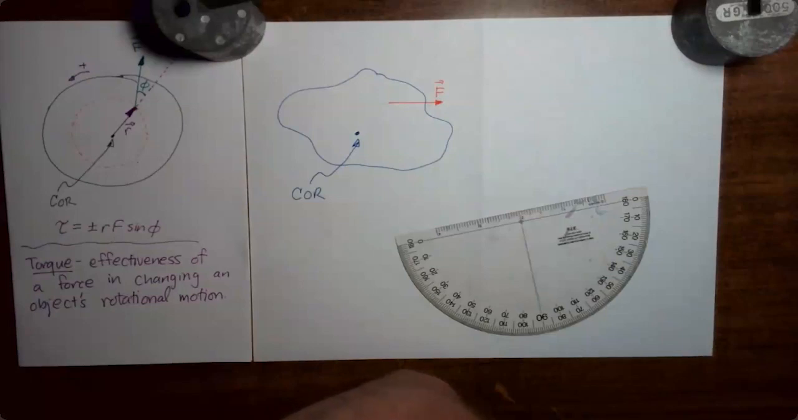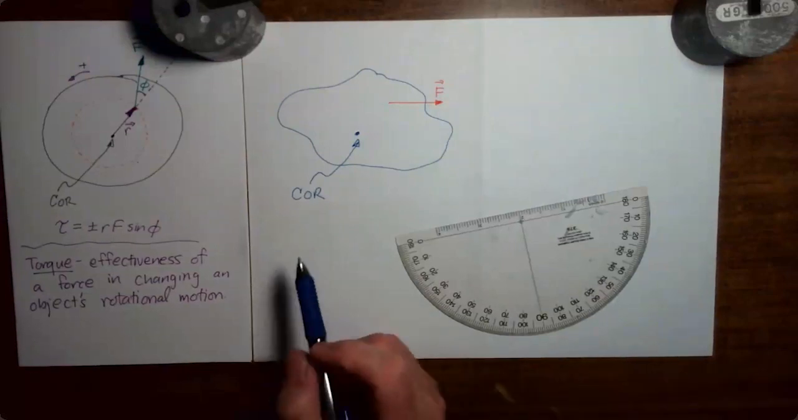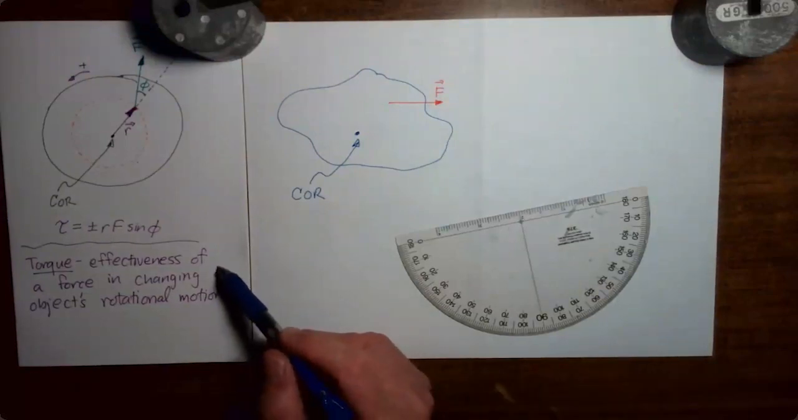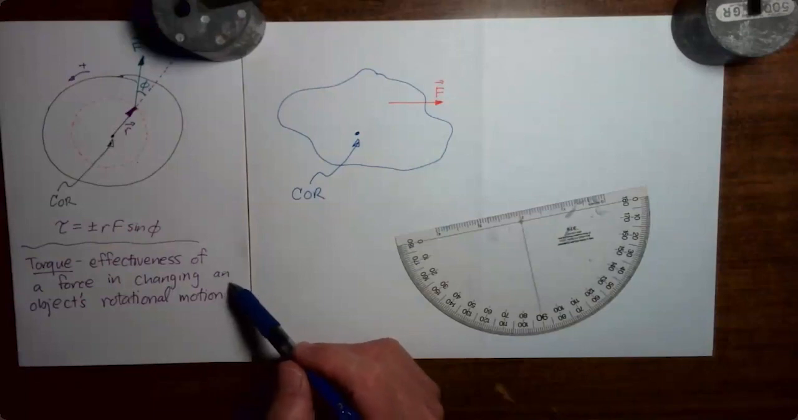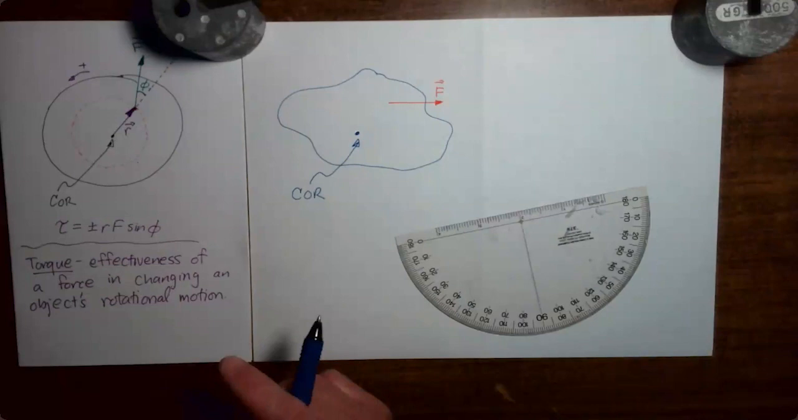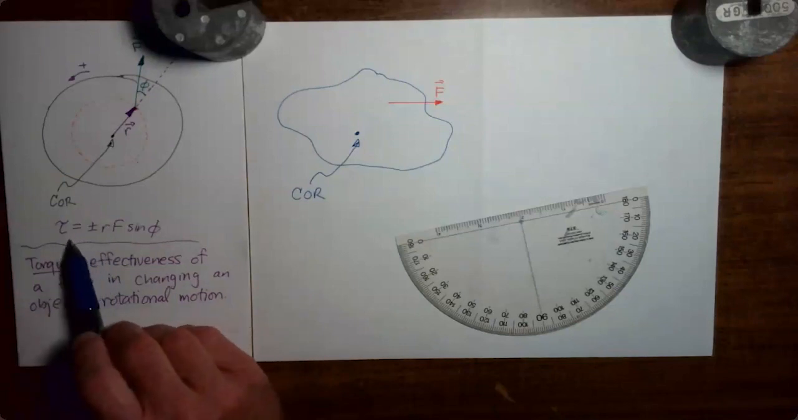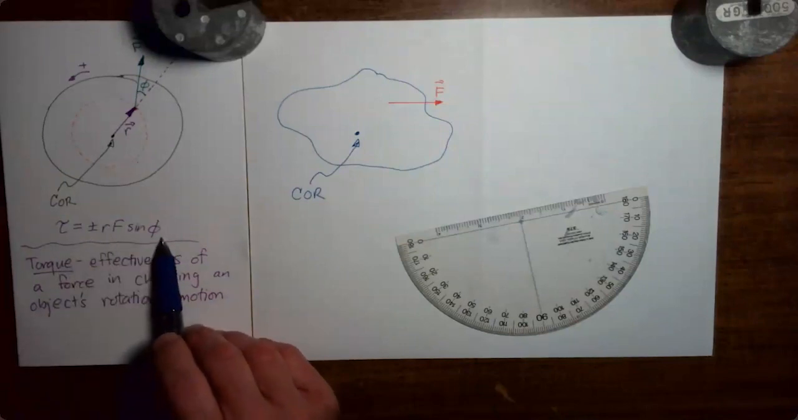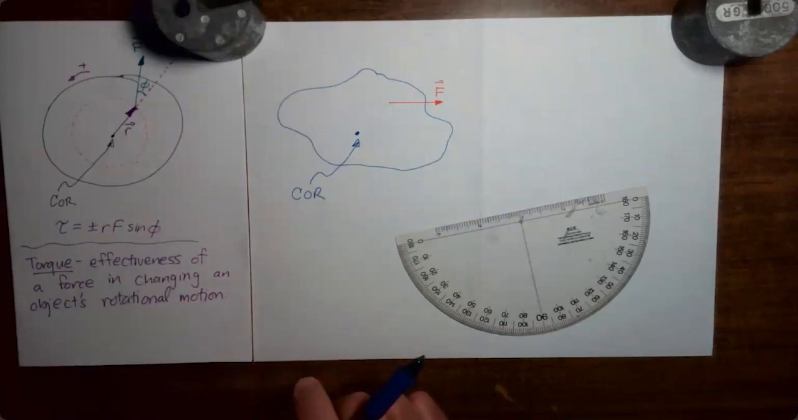In the previous two videos, I've introduced you to the idea of torque. The torque delivered to an object by a force describes the effectiveness of the force in changing the object's rotational motion. Another way to put it is that the torque is the twist that a force gives to an object that can rotate. I also introduced you to this formula here, which provides one way of calculating the torque. In this video, I'm going to introduce you to a second formula.